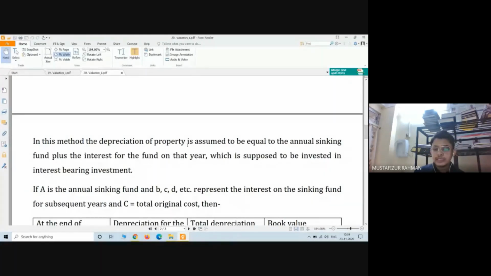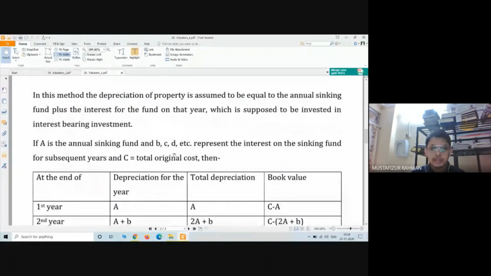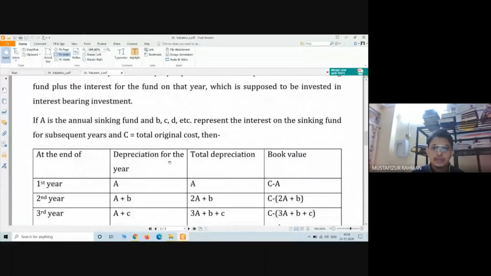Because whatever will be the amount from the sinking fund plus the scrap value will give us the original cost, right? So therefore, in this method, we are saying that in every year, the depreciation is equal to the sinking fund and the rate of interest.